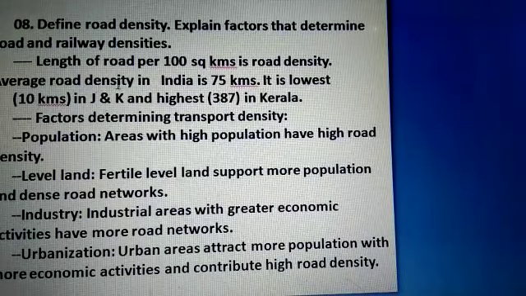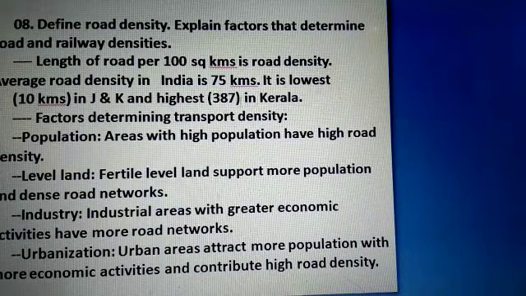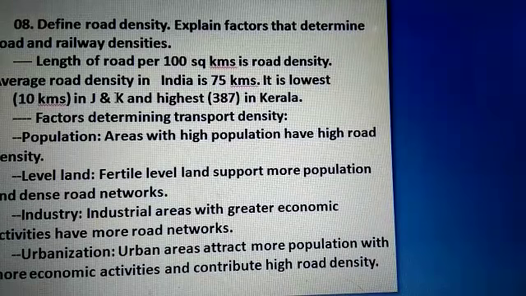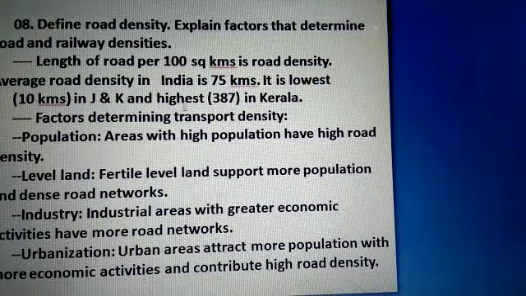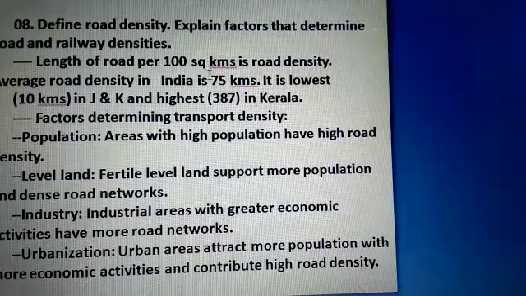The average road density in India is only 75 kilometers. It is lowest, that is 10 kilometer, in Jammu and Kashmir because it is a hill area. The highest is in Kerala, 387 kilometer per 100 square kilometer.